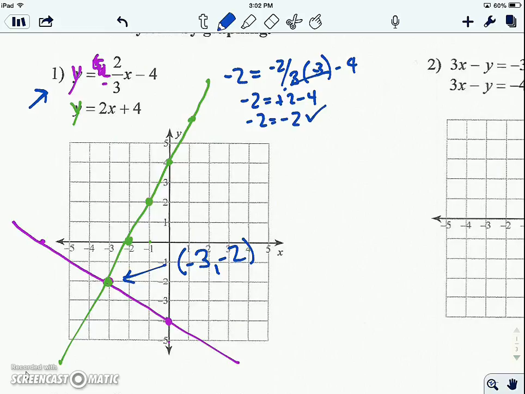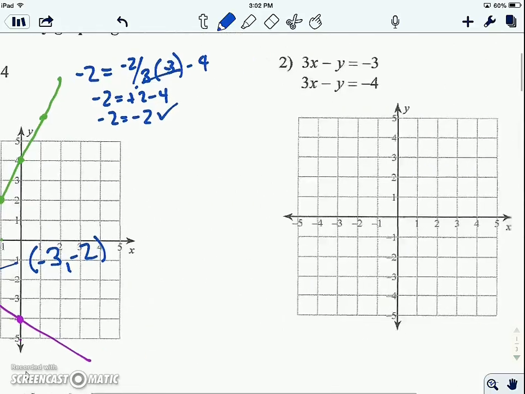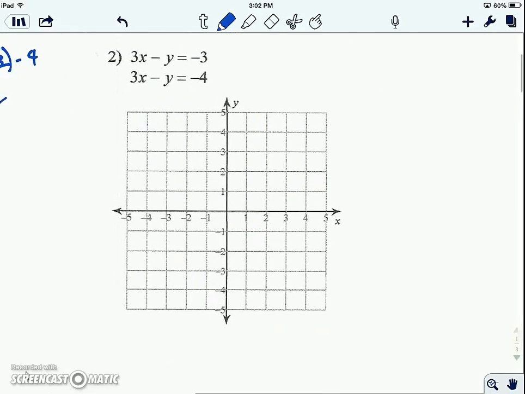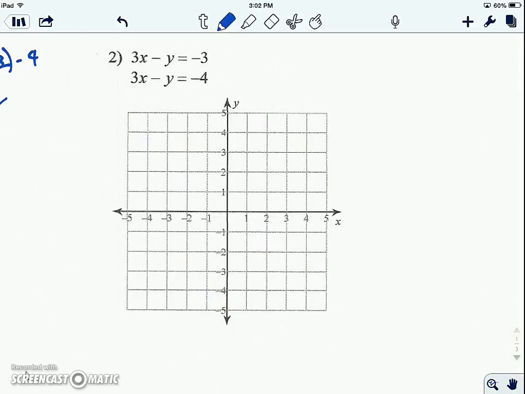And then if you also plugged this into this bottom equation, -2 equals 2 times -3 plus 4, you'd get -2 equals -6 plus 4, which is -2. So what it means is that it makes both equations true, and the only place that happens is this one point.